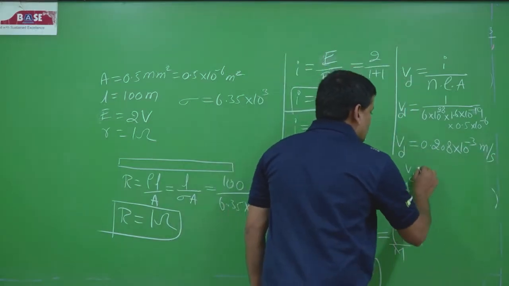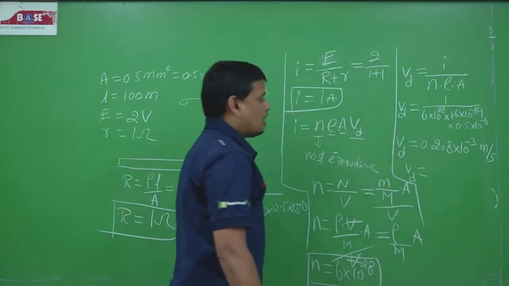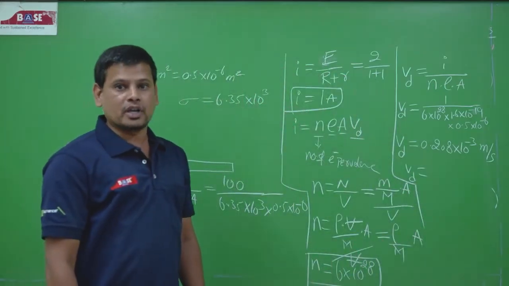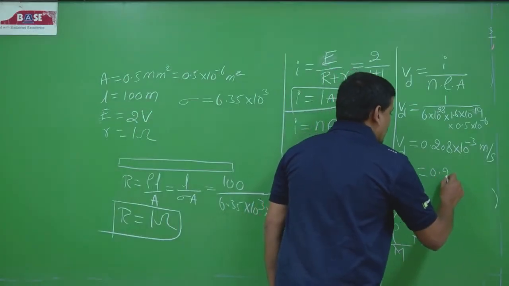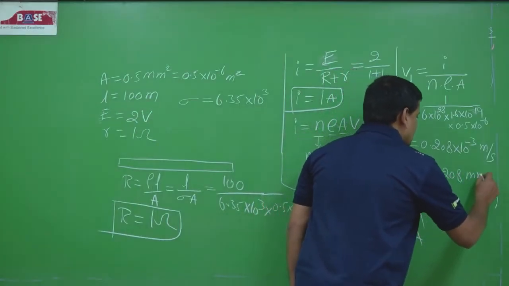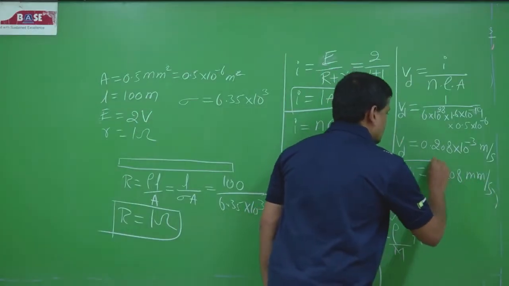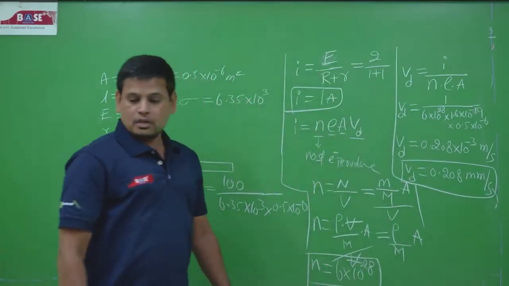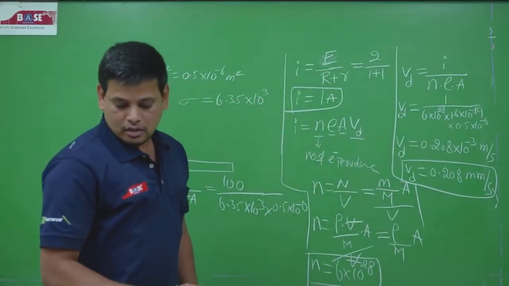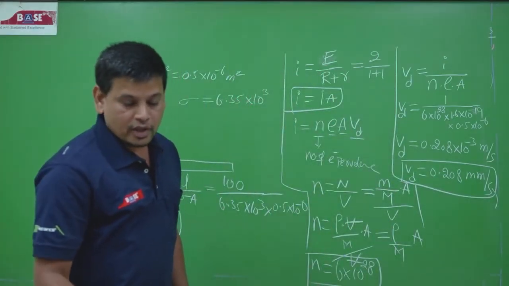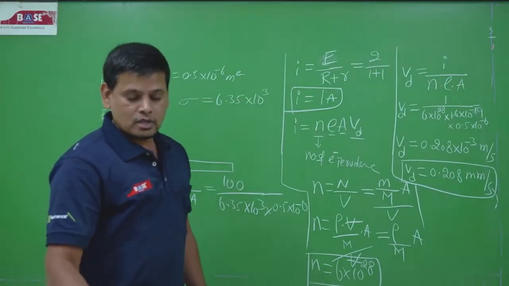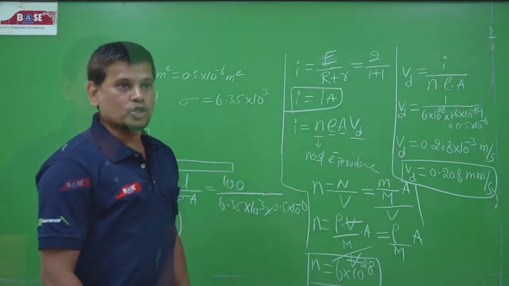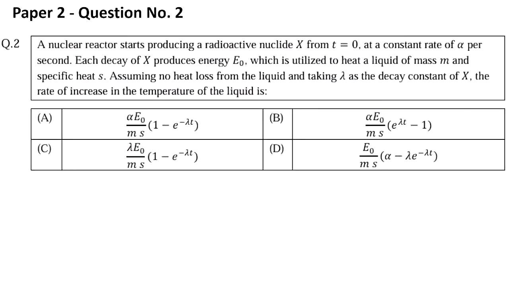But the question was asking in terms of millimeter per second. Now 10 raised to minus 3 meters becomes millimeter, so it is 0.208 millimeter per second. And we can conclude that option C is matching. Right, now we'll see the second question, question number 2.